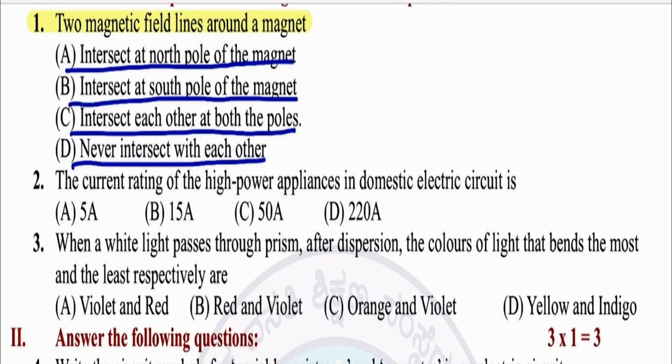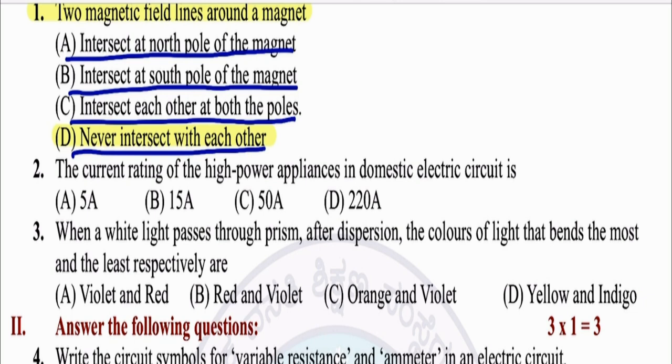As you know, magnetic field lines do not intersect each other, which means the answer is option D, never intersect each other, and it is because at the same point magnetic field lines are in one direction. Okay, now let's go to the next question.